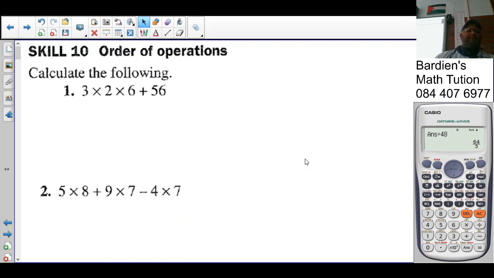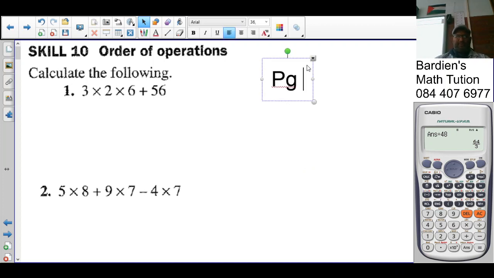Right, there's three sums there. Order of operation, this is on page 4. Sorry? How do you do it? You will do it now. Try it and I'll explain to you where you went wrong. It might be that you understand it fully. Don't worry.